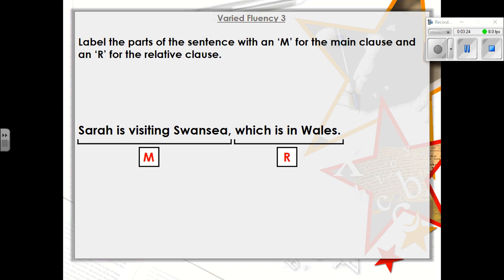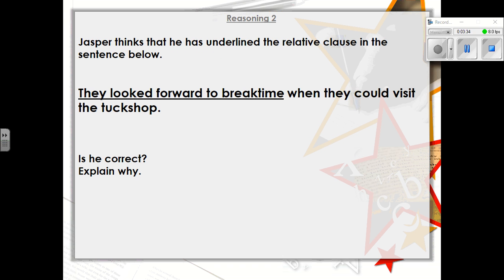Okay, of course, Sarah's resistance is our main clause and which is in Wales is our relative clause, as it does not make sense on its own. It is dependent on the main clause. Jasper thinks that he's underlined the relative clause in the sentence below. They look forward to break time when they can visit the tuck shop. What I want you to do now is pause the video and have a little think whether you think he's underlined the relative clause or the main clause. Which clause makes sense on its own?